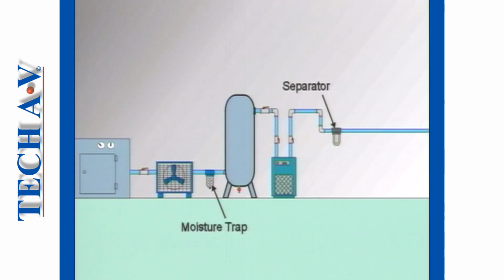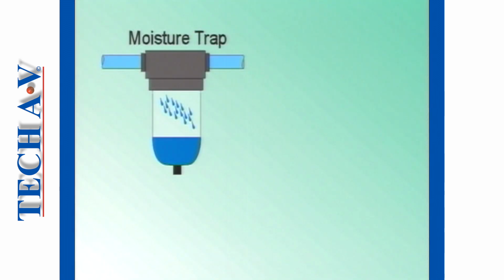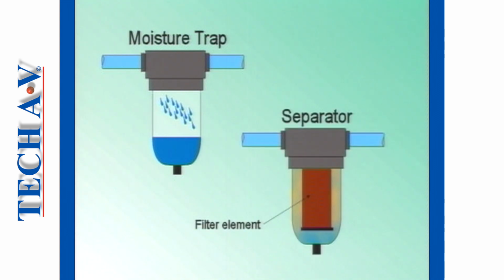In order to trap these substances, the air must be passed through either moisture traps or separators. Both units are similar in appearance. Moisture traps remove only water from the airstream, whereas separators perform the dual function of trapping water and oil droplets, owing to the inclusion of a filter element within them.